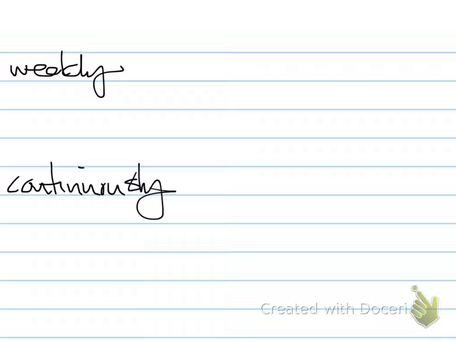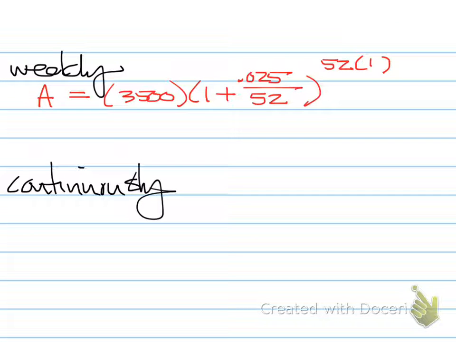Now, if we compound the interest weekly, there are 52 weeks in a year. So the interest would be compounded 52 times. And again, we're going to divide 0.025 by 52, add 1, and then raise that to the 52nd power by pressing the caret button, and then multiply that result by 3,500, and we get approximately 3,588.58.